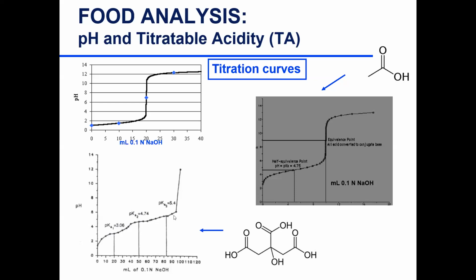After that, we see an incline until there is no more HA or non-dissociated acid, and we see this rapid increase in pH. You take the midpoint, extrapolate, and then you get the volume of NaOH that was needed to reach equilibrium.